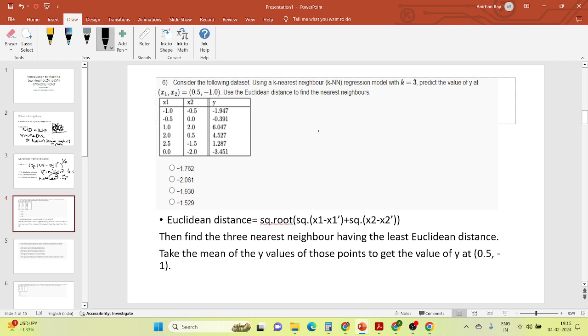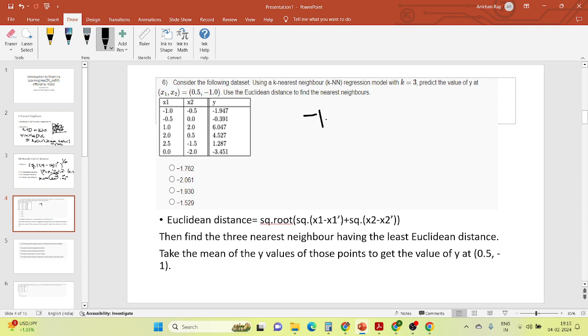So everyone try this. What is the idea here? Can anybody unmute and tell? First, we have to calculate the shortest distances between the points, and then we have to identify. Now the first point, let's say x1 is minus 1.0, and x2 is minus 0.5. Then the distance will be the square root of (x2 minus x1) squared plus (y2 minus y1) squared.